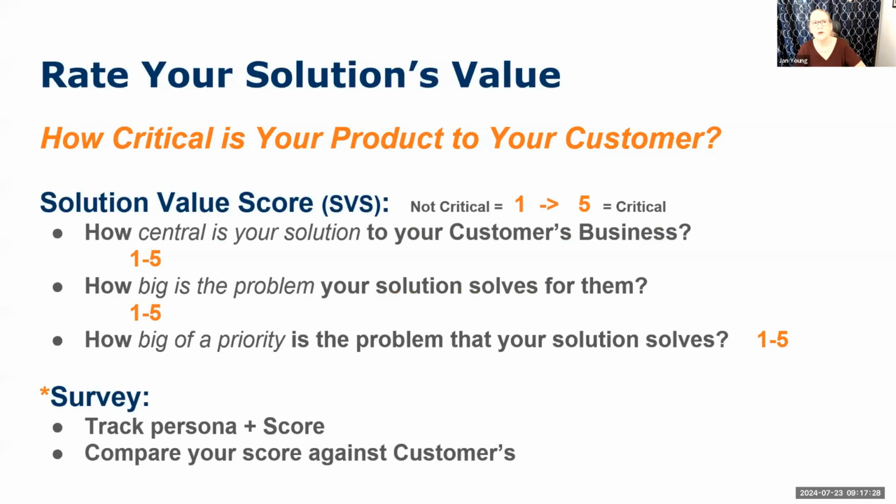All right. So first, going on to what we were referring to as the SVS, the solution value score. How central is your solution to your customer's business? You can make it a 1 to 10, but we thought it would be easier to make it a 1 to 5. Makes it very clear. How big is the problem your solution solves for them? Putting that on a 1 to 5. And how big of a priority is the problem that your solution solves?